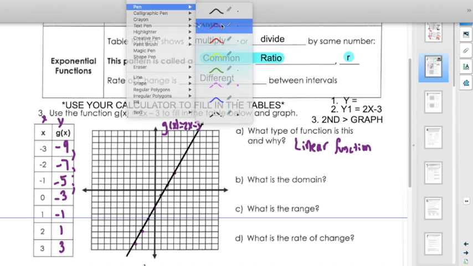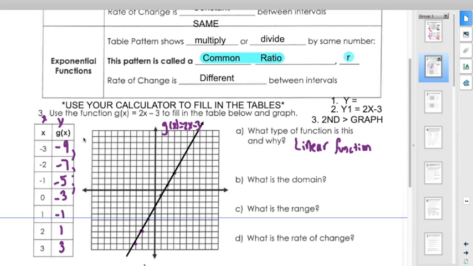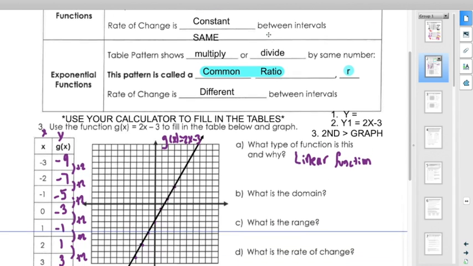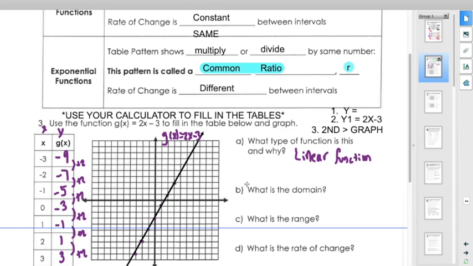So make that switch. Because negative 9 plus 2 will give me negative 7. We're adding 2 to each piece here. Right? Add 2, add 2, add 2, add 2. So if we're adding or subtracting by the same number, that is what is known as our common difference. So why do we know that this is a linear function? Because we have a common difference of 2.